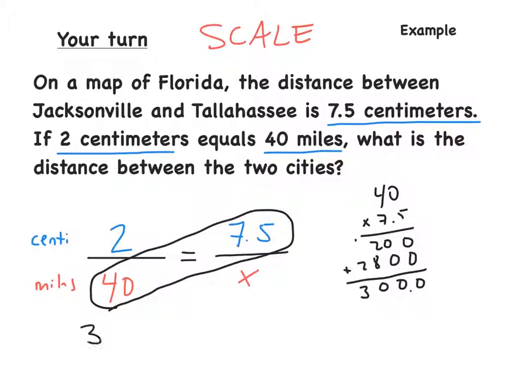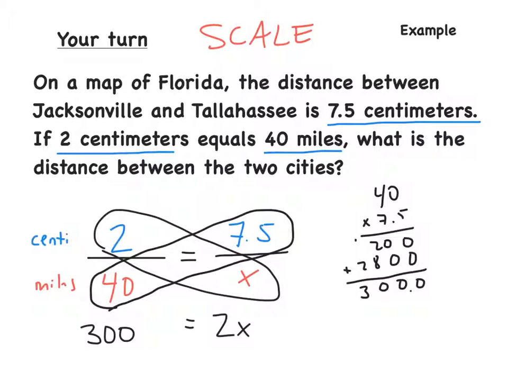So we have 300 on the left side. And on the right side, what is 2 times x? So now we have 300 is equal to 2 times x. From here, all that we would have to do is divide by 2, and x is equal to 150 miles.